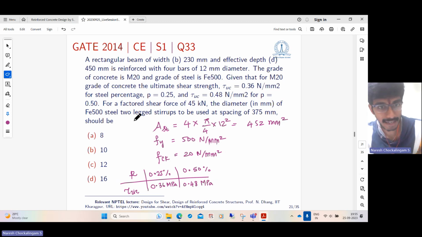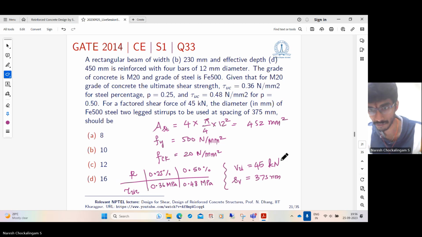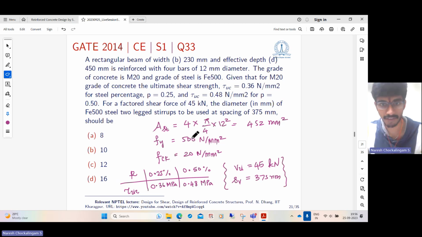Now, what are they asking? They are asking for a factored shear force of 45 kilonewton. So the applied shear force, the factored applied shear force, is 45 kilonewtons. What should be the diameter of two leg stirrups if the spacing of the shear reinforcement is 375? So this is what is asked. We have stated all the data that is given in the question. Let us solve it. It's a very simple problem.